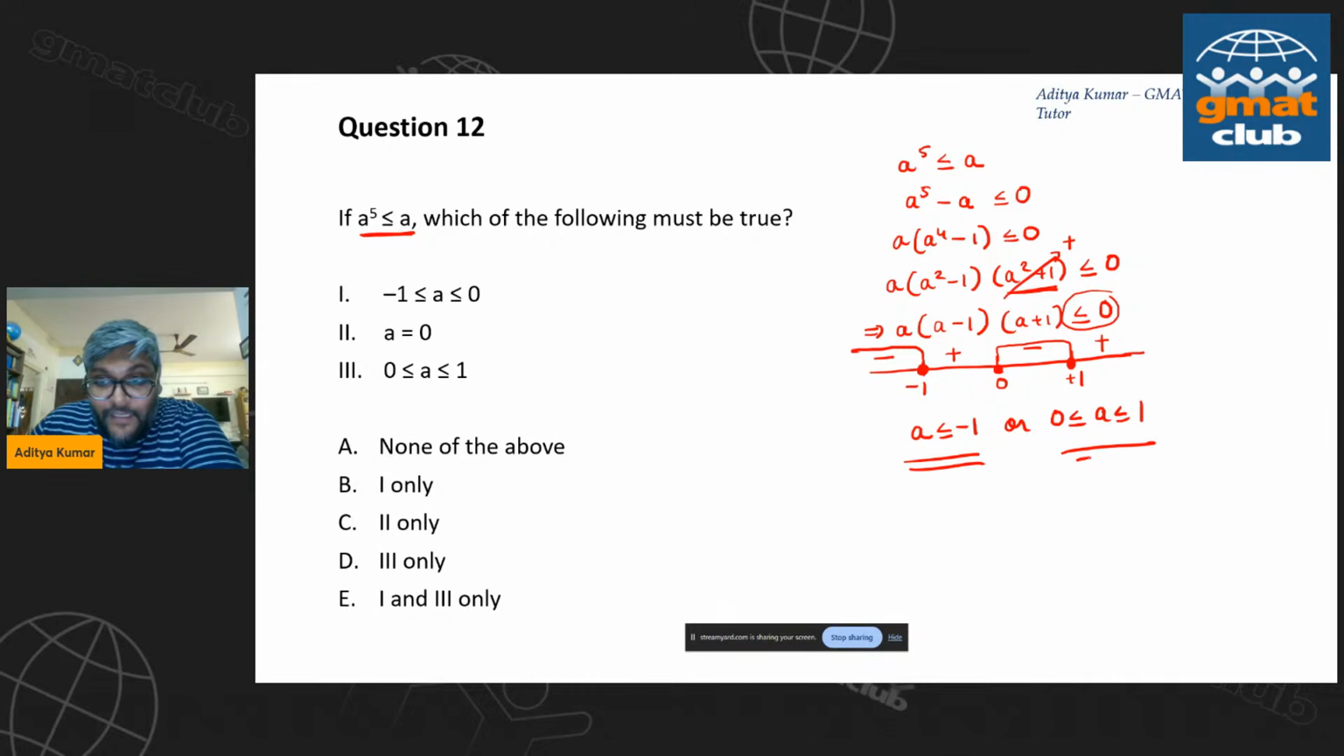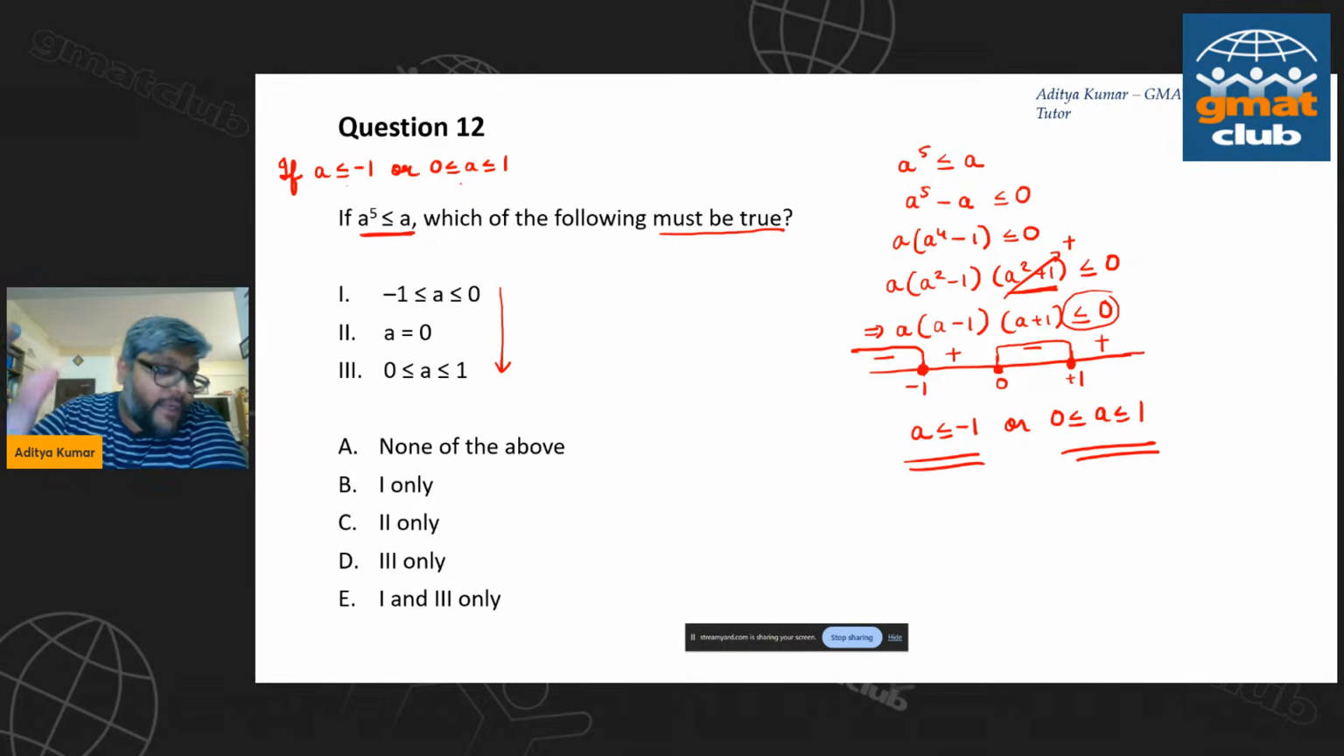This is the constraint that the question gives me. So what is the question telling me now? If A is less than or equal to minus 1 or A is between 0 and 1 inclusive, which of the following must be true? Which of these answer choices should always be true? Which of these answer choices should cater to all the possible values that are defined for A? That's how I have to look at it.